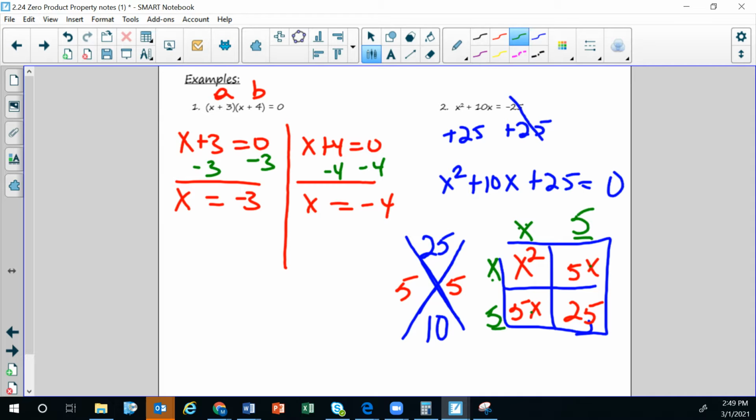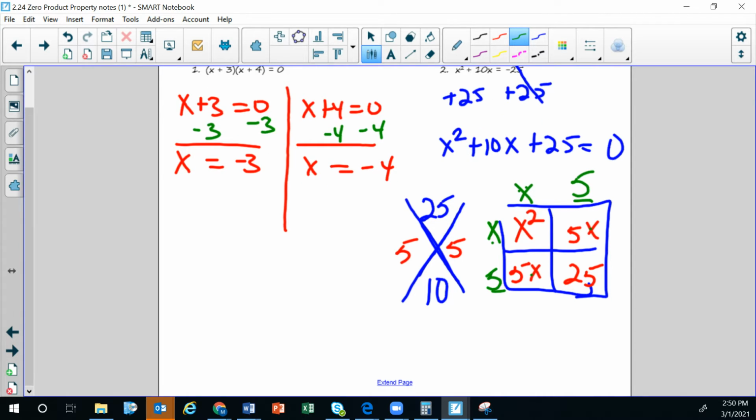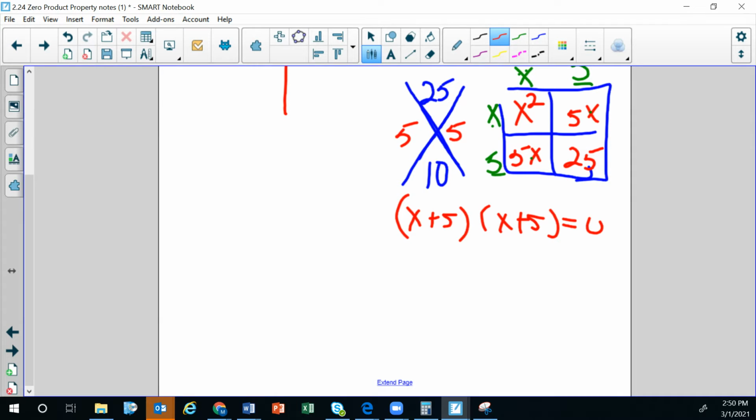Okay, so my factors are x plus 5, right? And x plus 5, and those are equal to 0. And so if you set each factor to 0, I'm going to get x plus 5 is equal to 0, and x plus 5 is equal to 0.